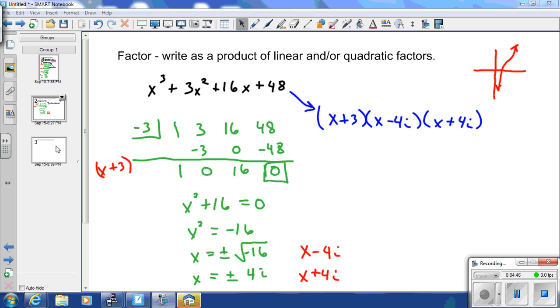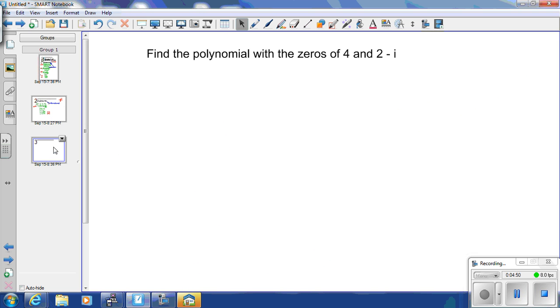So on to a slightly different type of problem here. This time we're going to ask that you find the polynomial. It's like working backwards. Find the polynomial if we tell you what the zeros are. So you can imagine you can start by writing binomial factors and multiply them out, and we can end up with what the polynomial is. So basically, find the polynomial with zeros of 4 and 2 minus i.